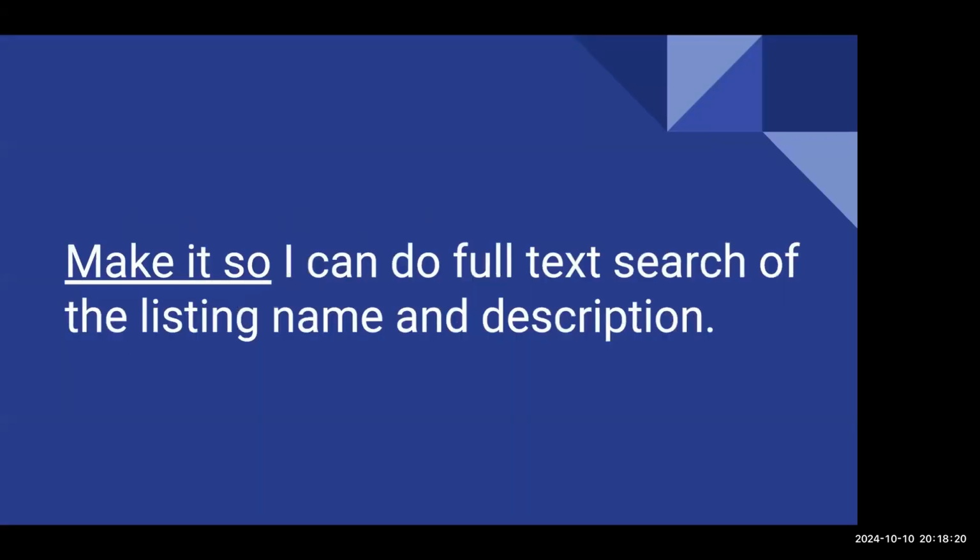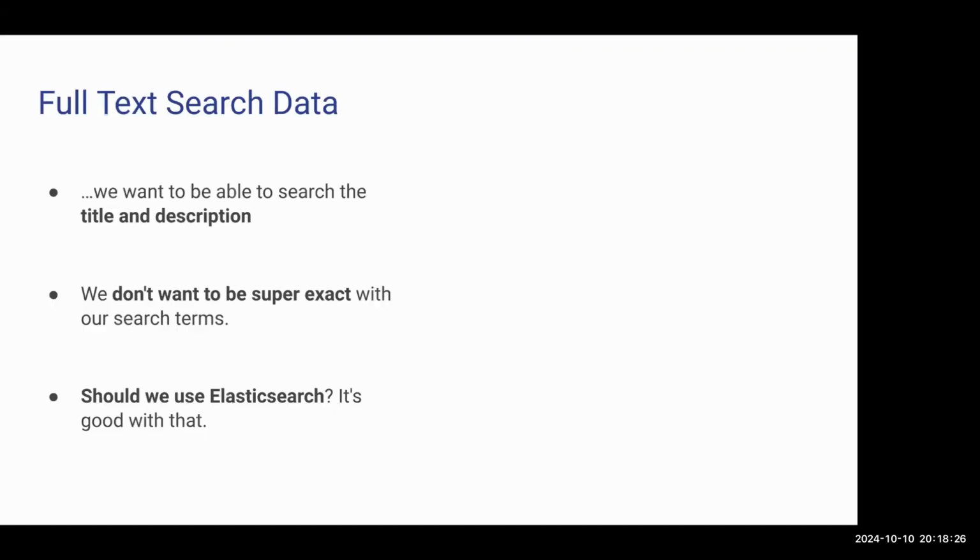Okay, so make it so I can do a full text search of listings. So I can search name and description. We want to be able to search the title and description, or the name and the description. We don't want to have an exact match for our search terms. Should we use Elasticsearch? That's a pretty powerful tool. We can, but we don't have to.